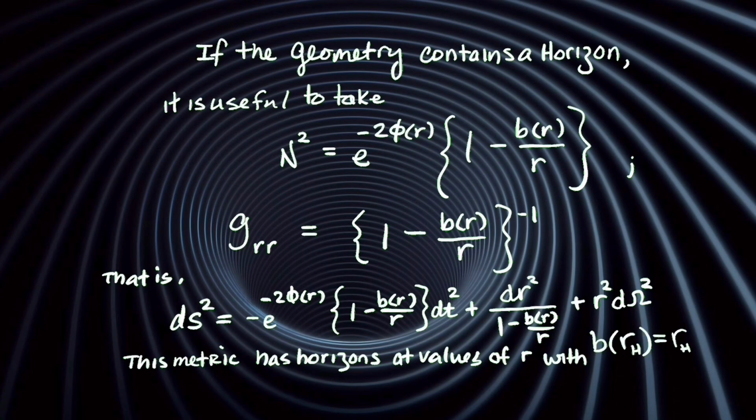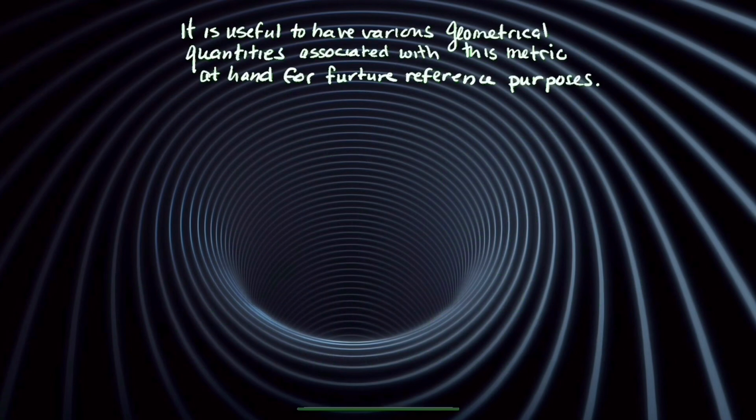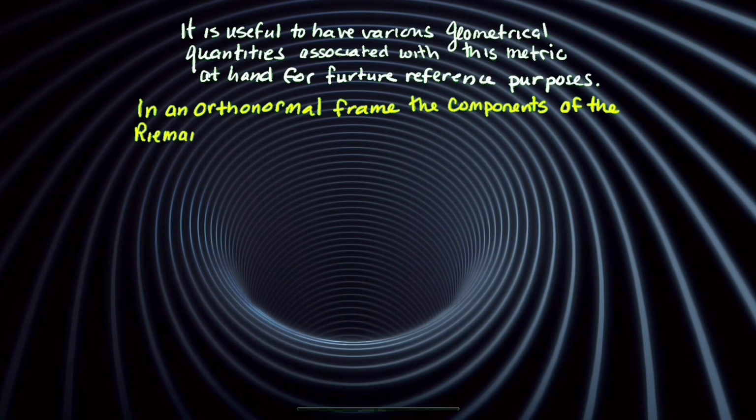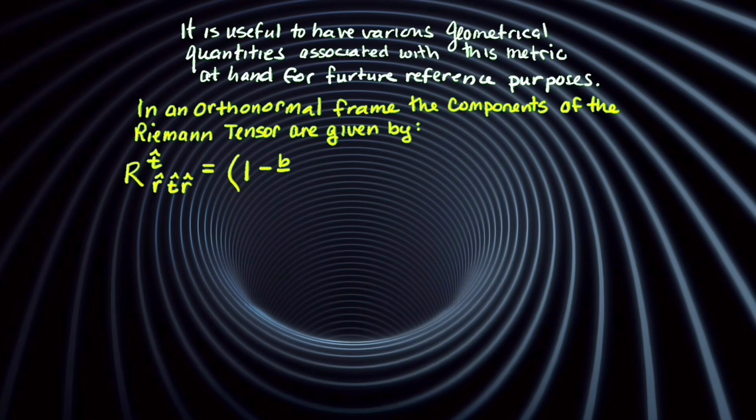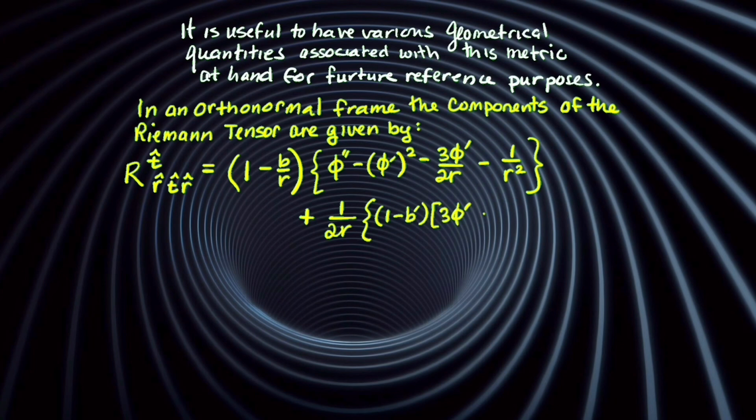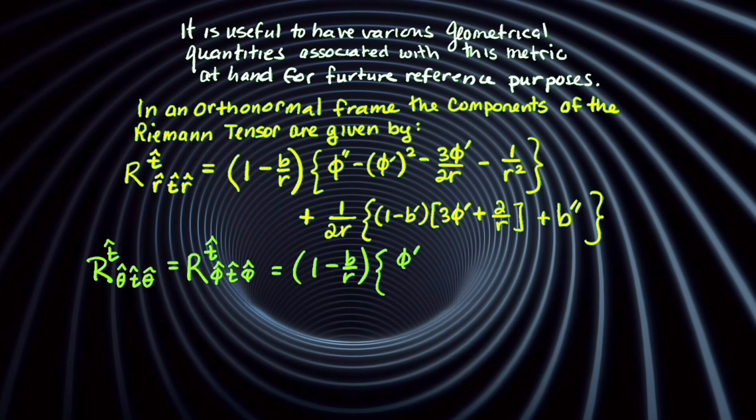This metric will have horizons at values of r where the function b of the radial horizon equals the radial horizon. The b function is a horizon function. It is useful to have various geometric quantities associated with this metric at hand for future reference purposes. In an orthonormal frame, the components of the Riemann tensor are given by this expression. These are the components of the non-zero parts of the Riemann tensor.